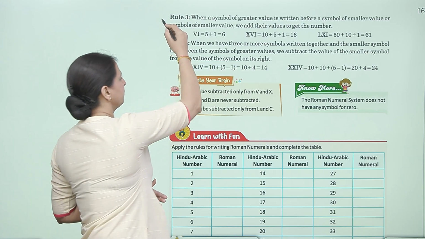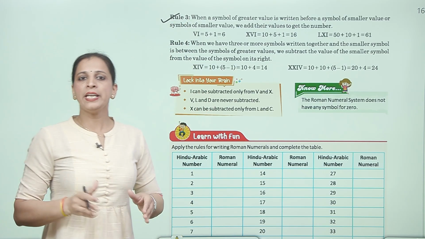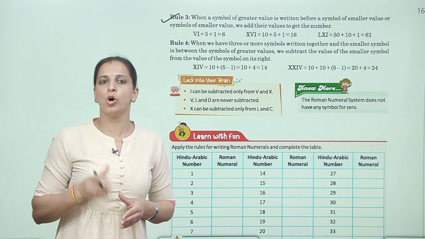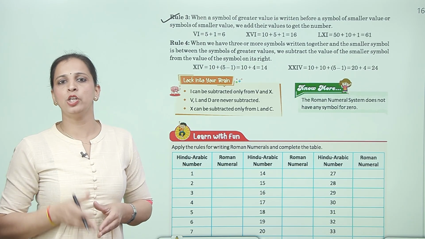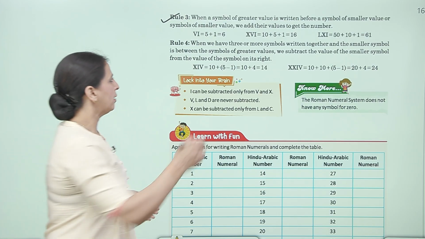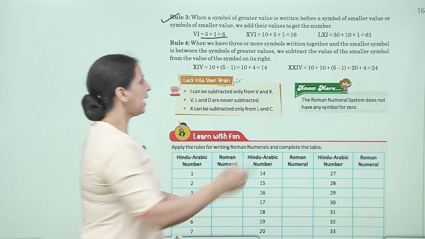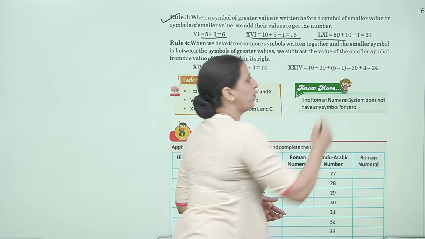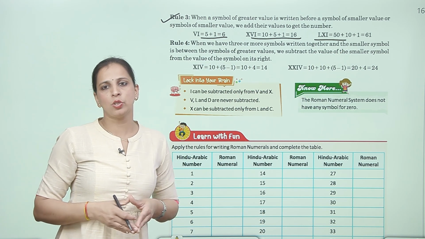Rule 3. When a symbol of greater value is written before a symbol of smaller value or symbols of smaller value, we add their values to get the number. VI is 5 plus 1 is 6, XVI is 10 plus 5 plus 1 is 16, LXI is 50 plus 10 plus 1 is equal to 61.